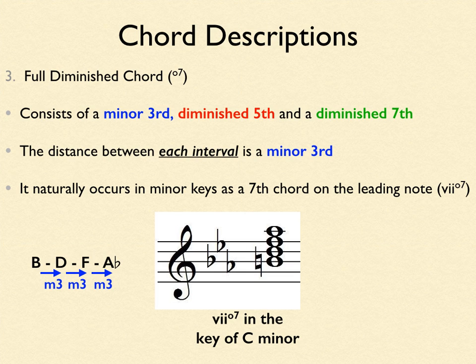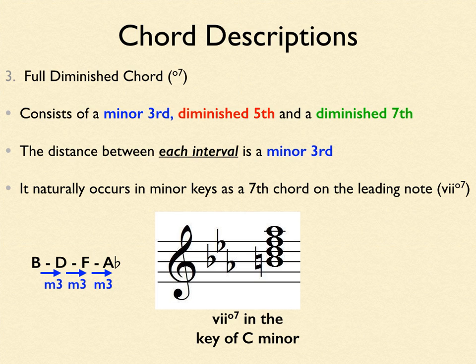Okay, so here's where the fully diminished 7th chord naturally occurs, as a 7th chord on the leading note in minor keys. So in the key of C minor, remember that your leading note chord is actually going to be based on that raised 7th, because you're in C minor. Remember, you need to raise your 7th, your leading note. So the whole chord is going to be based on that raised leading note.